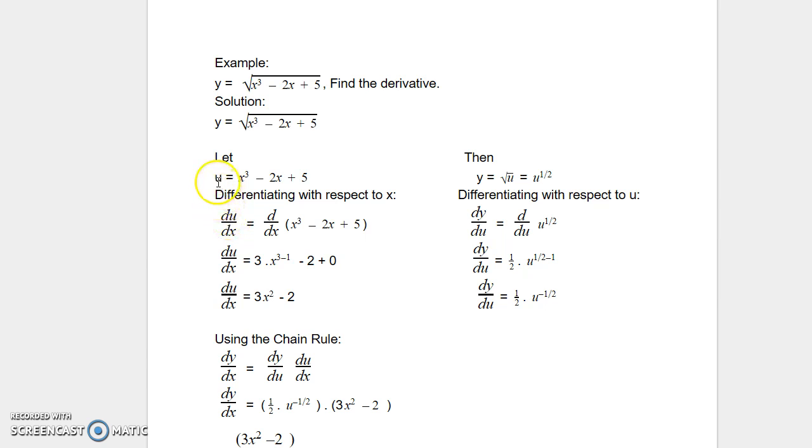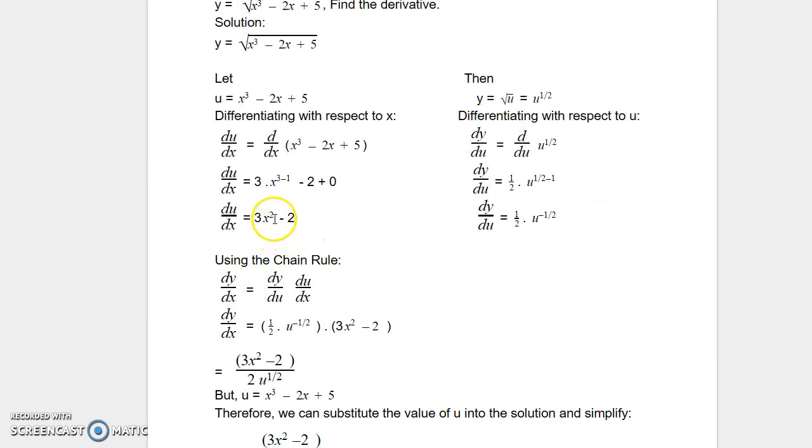So we're going to differentiate: u is a function of x and y is a function of u. Here u we're going to differentiate with respect to x, and then here y we're going to differentiate with respect to u. Let's start here. Du by dx is equal to d by dx of x cubed minus 2x plus 5. So d by dx of x cubed, we're going to use the power rule. When we use the power rule, it simplifies to 3x to the power of 3 minus 1. And then d by dx of 2x is 2. D by dx of 5 is 0 because 5 is a constant. When we simplify it, it's going to be 3x squared minus 2 on this side.